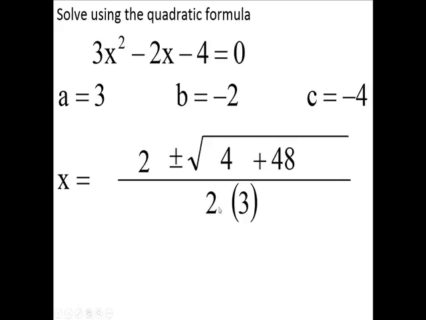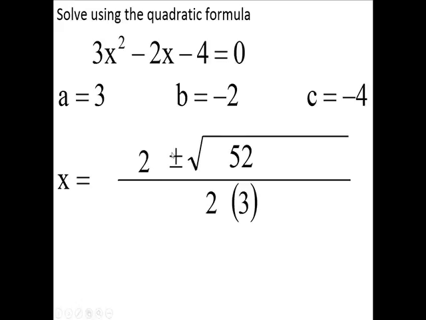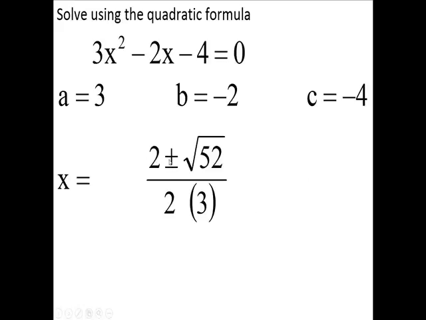Let's see, what is this? This is going to be 6 on the bottom too, isn't it? Anyway, 52. 2 times 3 is 6. So I haven't really done anything. I just said 2 plus or minus the square root of 52 over 6.